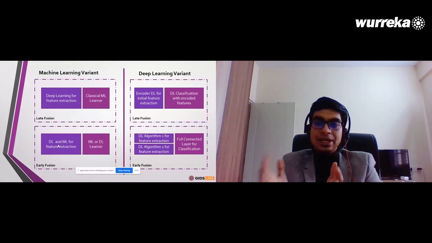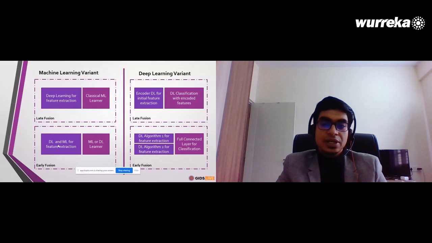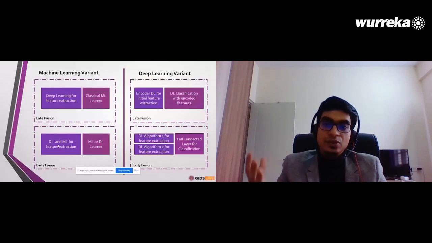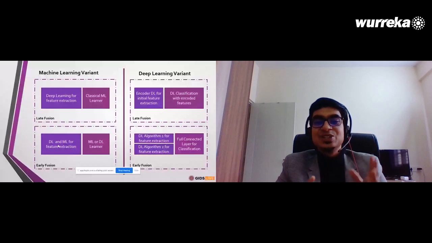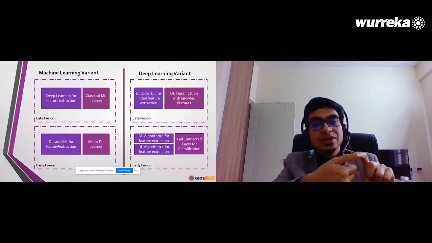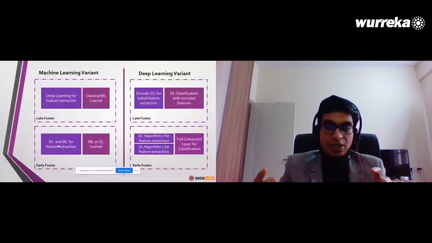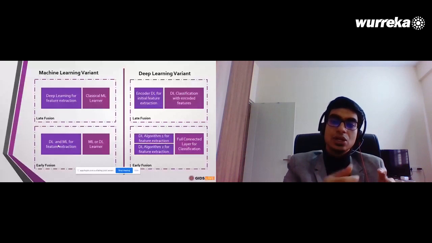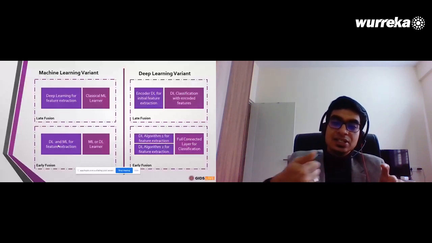So in deep learning, the encoder-decoder method has been quite popular for quite some time, and that can be a good example of a late fusion deep learning variant, a deep hybrid learner algorithm actually. So here an encoder deep learning algorithm can be used for doing the initial feature extraction part. When we talk about the initial feature extraction part, an encoder model can actually be used to obtain, let's say, the latent space vector.